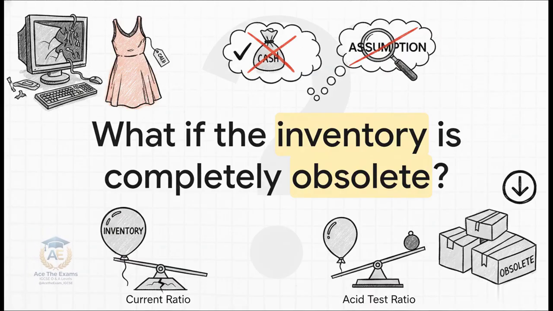Well, if the inventory is obsolete, that current ratio of 1.3 to 1 is creating a totally false sense of security because it's assuming that all that inventory can be converted to cash quickly. It can't. The acid test ratio strips that dangerous assumption away entirely. When you evaluate the quality of the evidence like this, it proves to the examiner that you truly understand the real-world limitations of financial metrics.